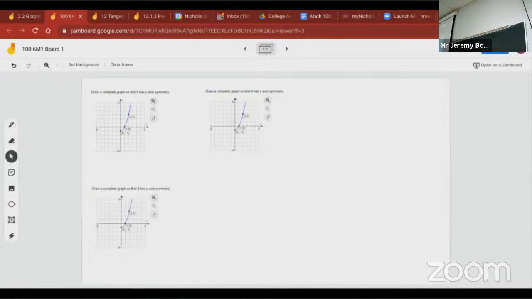Okay, so I want to take these. How come the y is not negative? Oh, wrong button.